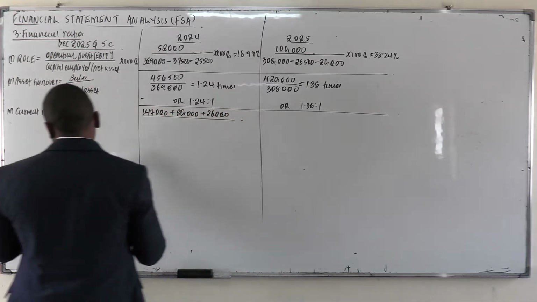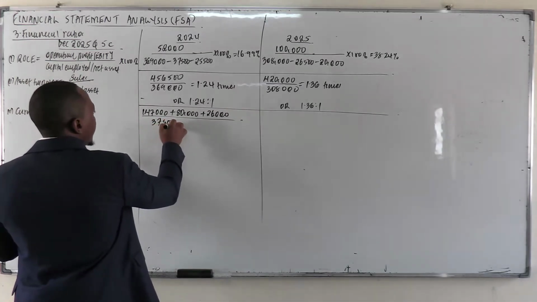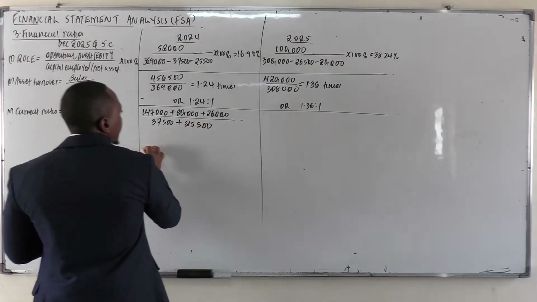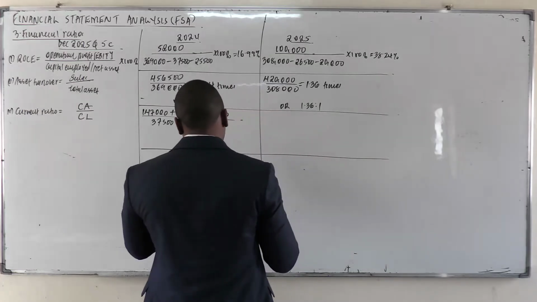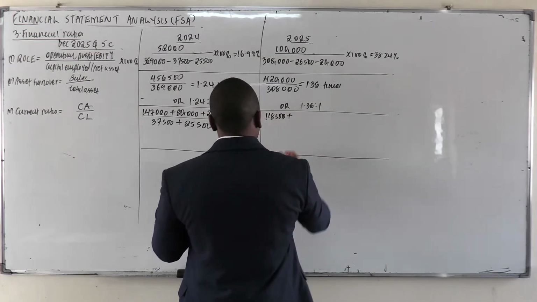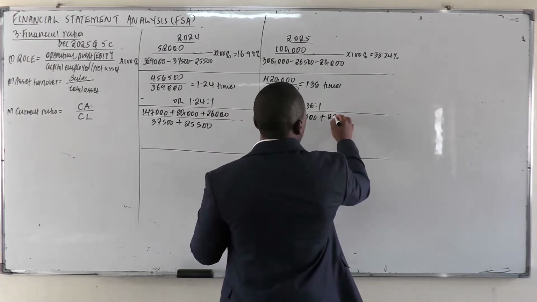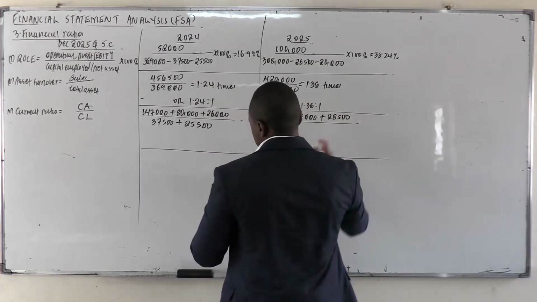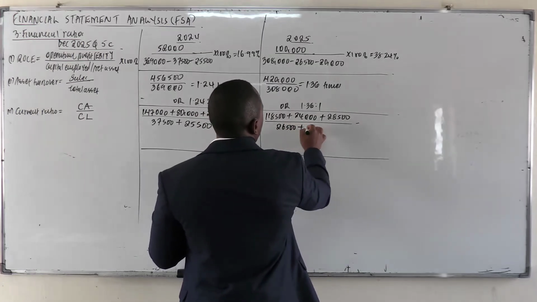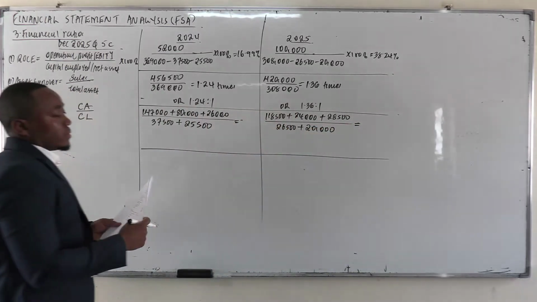Then you divide by the current liabilities. For current liability, we have accounts payable, 37,500, and then we have accruals, 25,500. I do the same here. Inventories is 118,500. We add 24,000. You add cash and bank balance of 28,500, divided by the current liabilities, where we have 26,500 and 20,000.